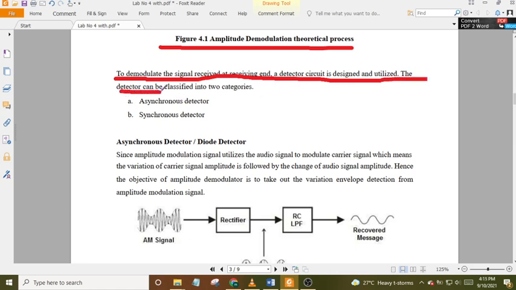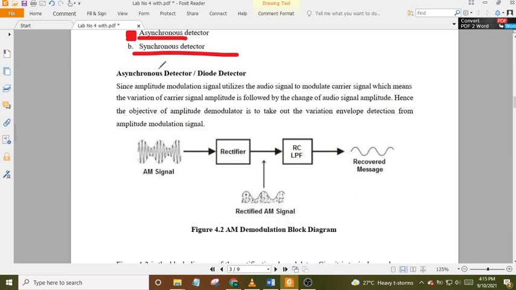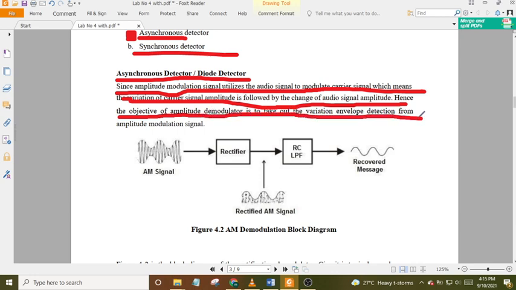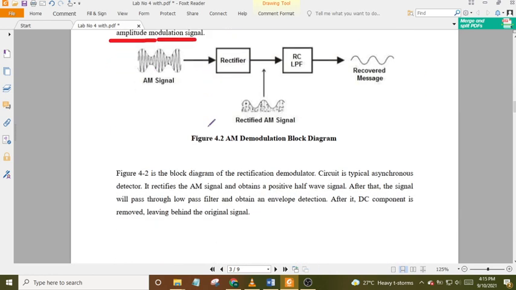The detector can be classified into two categories: A. Asynchronous detector. B. Synchronous detector. Asynchronous detector, diode detector. Since the amplitude modulation signal utilizes the audio signal to modulate the carrier signal, the variation of the carrier signal amplitude follows the change of the audio signal amplitude. Hence the objective of the amplitude demodulator is to take out the variation envelope from the amplitude modulation signal. Figure 4.2 AM demodulation block diagram.